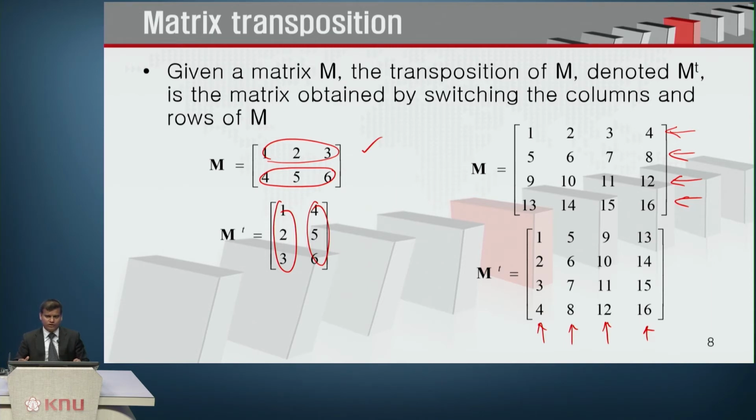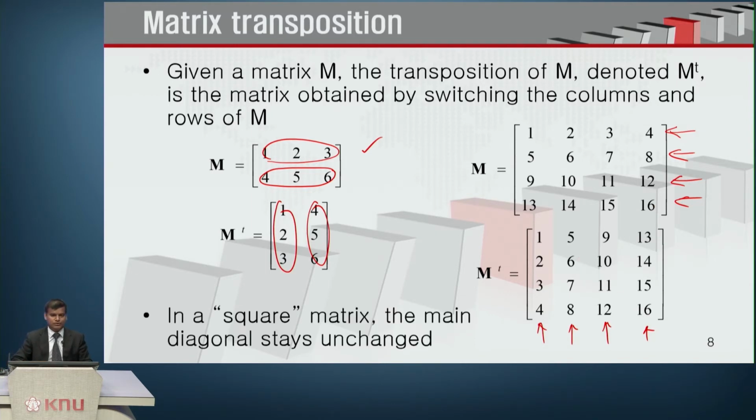And if you note, when you have a square matrix like this one here, the diagonal elements remain the same. The diagonal elements like 1, 6, 11, 16 remain the same even when you take the transpose. For a square matrix, as we have just seen, the diagonal elements remain the same.